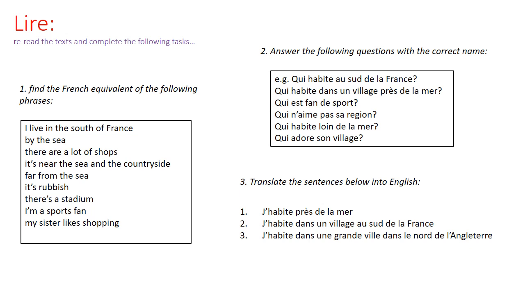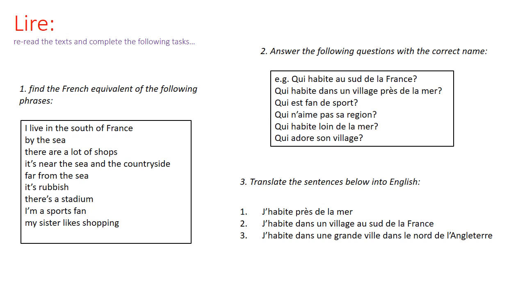Okay, lire, so to read. What I want you to do is, well, we've got a couple of activities on this slide. Reread the texts and complete the following tasks. So for the first task then, find the equivalent of the following phrases. So I want you to find the French equivalent of the phrases below. So I live in the south of France would be, to give you the first one, j'habite au sud de la France. Okay, and then we've got other little morsels of sentences there that you can pick out, keywords that will help you get a better understanding of all of those texts as a whole.